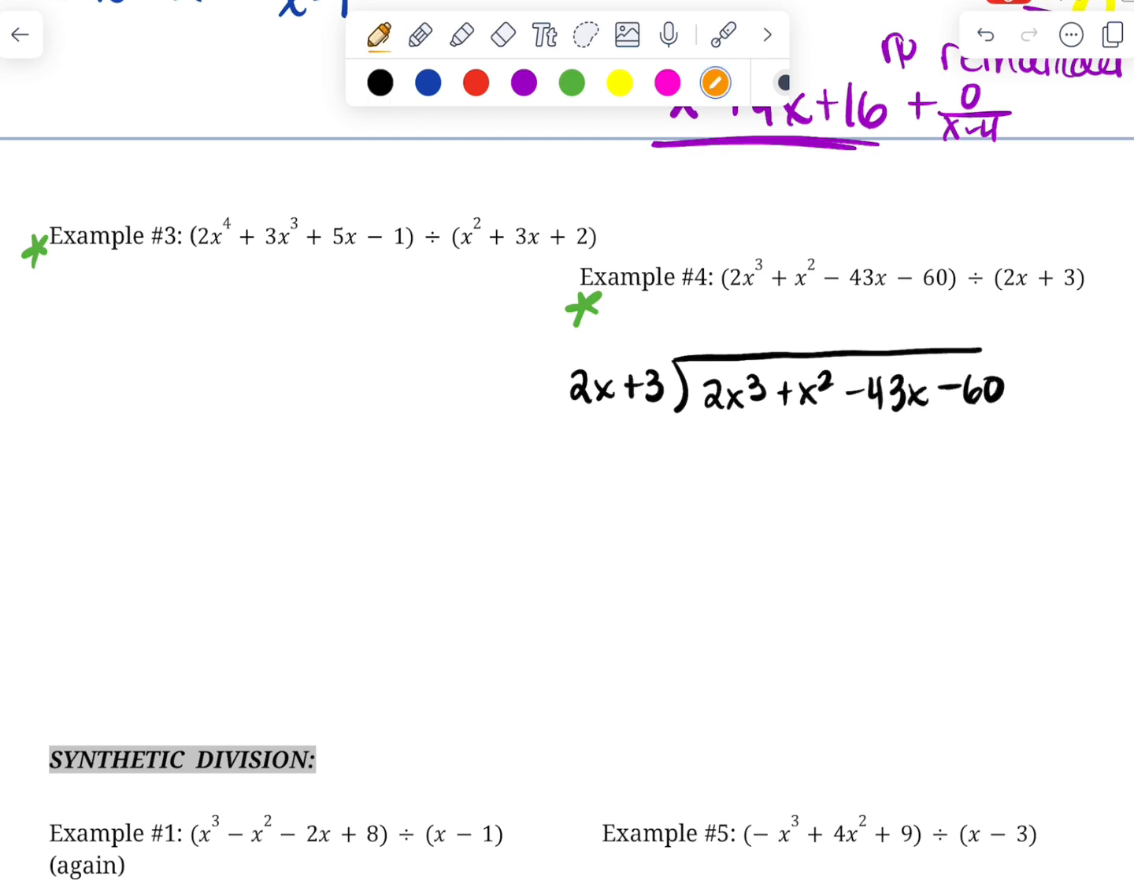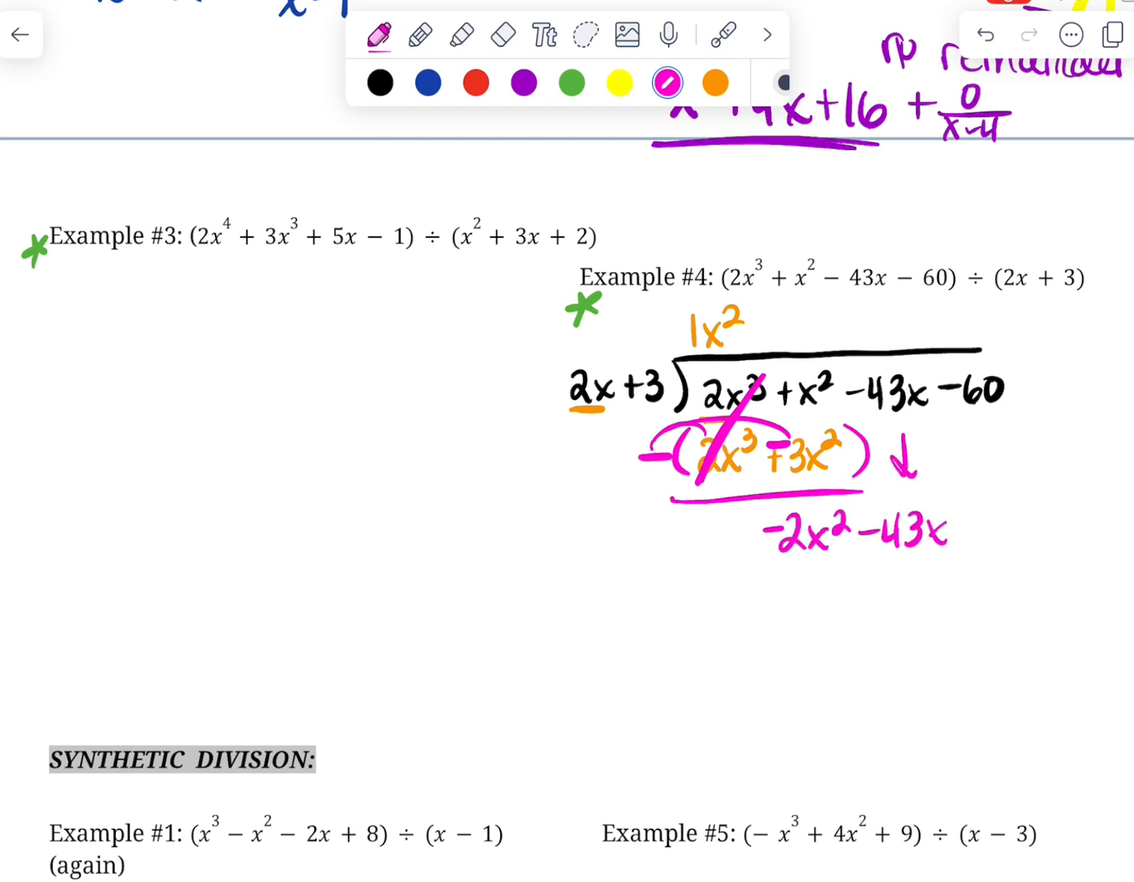Okay, so again, what do I multiply my first term by to get my first term in my big polynomial? In this case I already have 2, so I just need a 1 times x squared. So I get 2x cubed plus 3x squared. And then remember, we're subtracting the whole quantity, so we distribute that negative. So the first terms are gone, and I'm ending up with negative 2x squared. And I'm going to bring down the negative 43x.